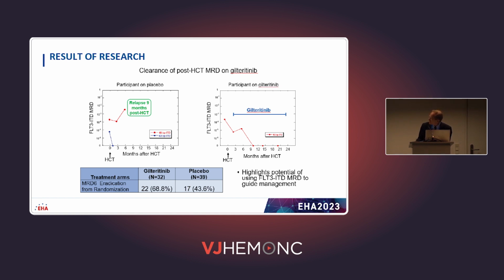Before the transplant, there are two clones, a 48 base pair and a 63 base pair. After the transplant, the red, the 48 base pair clone is still detectable at a low level, is rising by 6 months, and the patient relapses at 9 months. So this is an illustration of using this assay to detect who's going to be at risk of relapse and can intervention be done.